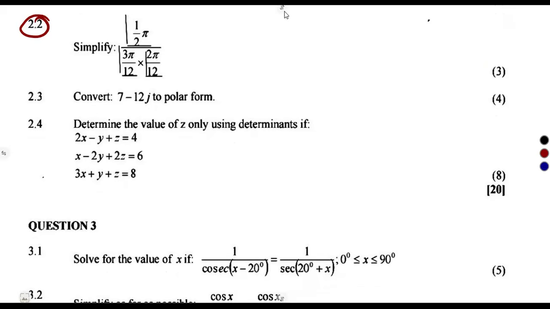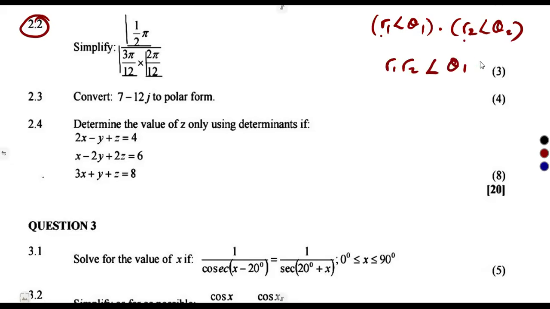What you just need to know is that for a multiplication, r angle theta, let's say one like this times r1 angle of theta, this is now 2 like this. For a product, remember, if you're multiplying these numbers in polar form, you multiply the magnitude, you add the angles, theta 1 plus what?